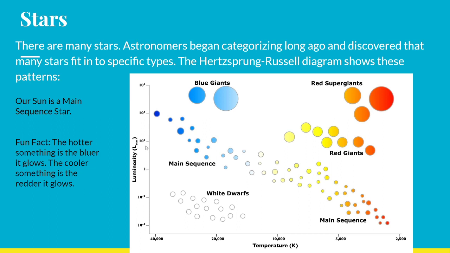You'll also note that on this particular graph, the temperature itself is increasing as we go right to left. That's not normally how we draw our graphs. So we could say that as we move along the main sequence here, the temperature is increasing as we go from right to left. We can notice that by the x-axis here. So one of the cool things is that the hotter something is, the bluer it glows. And the cooler something is, the redder it glows.